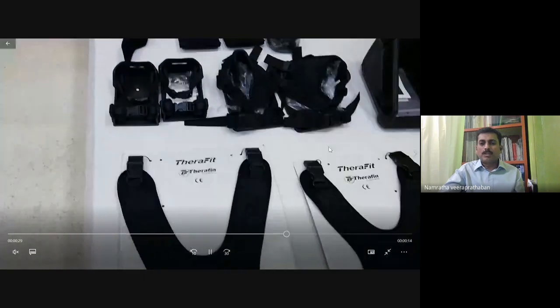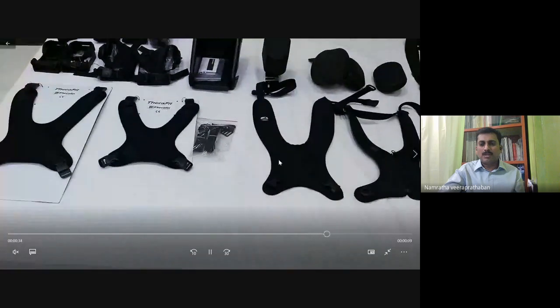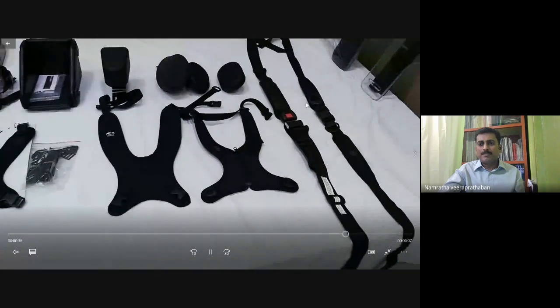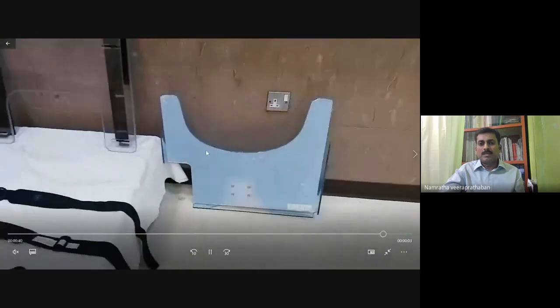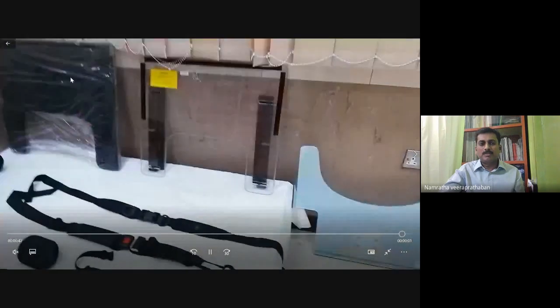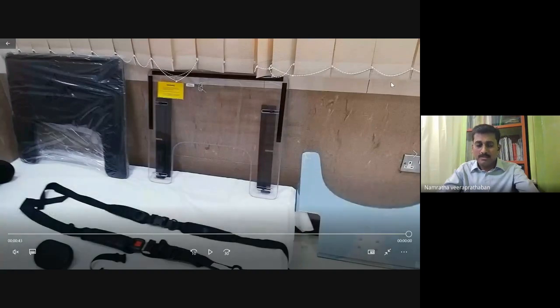I'm talking about now the seating system. This is shoulder harness, different types of shoulder harness, different types of hip belts, lap trays, different types of lap trays. This is padded lap tray. Okay, all this accessories we have seen in this video come under the seating system.